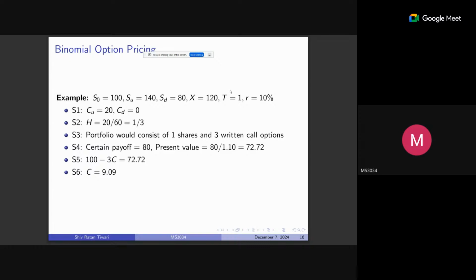So you understood this concept, how we use the binomial pricing model to solve for option prices? Yes.